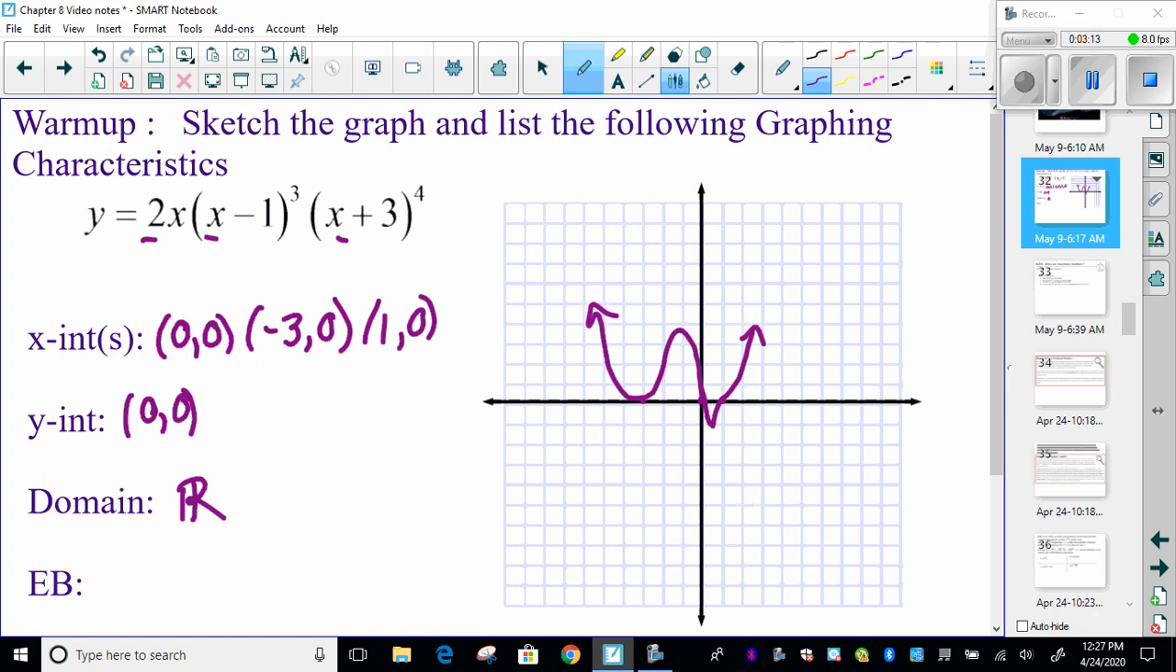And then the last thing is our end behavior. Because this is an even function, our ends are going to be the same. So as x approaches infinity, y approaches infinity. And as x approaches -infinity, y approaches infinity as well. Remember, you always start with your x values. So if it was an odd degree, then they would go in opposite directions.